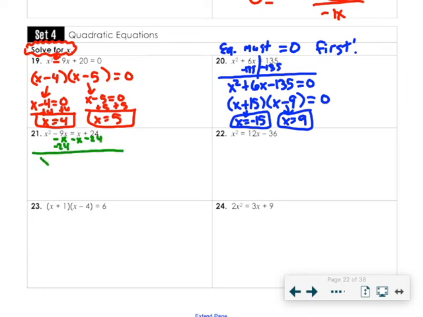Okay, so what's happening here? The x squared stayed the same. We have negative 9x and negative x. That makes negative 10x. Okay, and then we have a negative 24 after. The last number is negative, so we're going to use a plus and a minus.